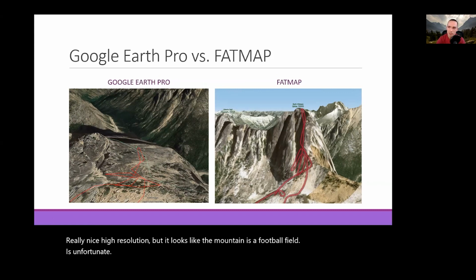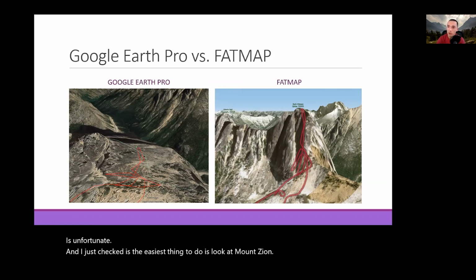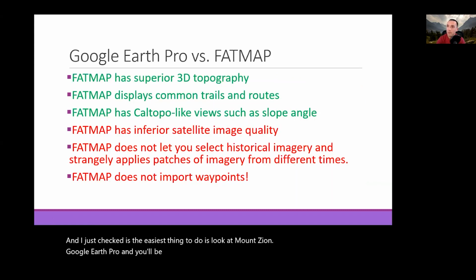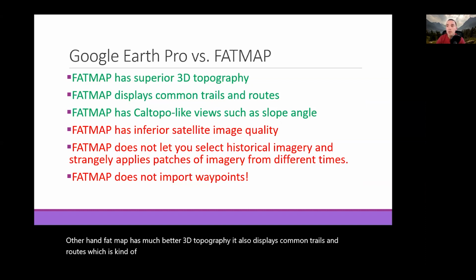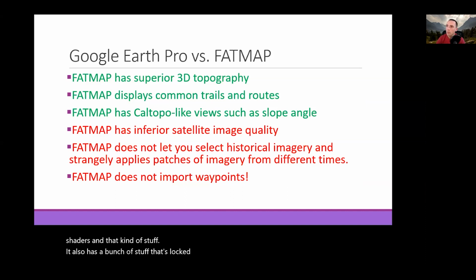I just checked this. The easiest thing to do is look at Mount Si on Google Earth Pro, and you'll be like, oh, I get it. On the other hand, FatMap has much better 3D topography. It also displays common trails and routes, which is kind of nice. It has CalTopo-like views like slope angle shaders and gradient shaders and that kind of stuff. It also has a bunch of stuff that's locked behind a paywall, but those things aren't super crucial.